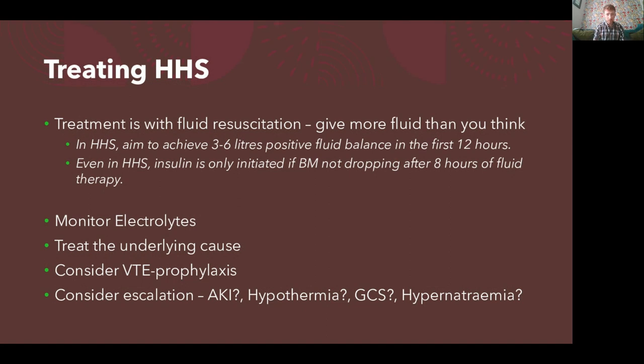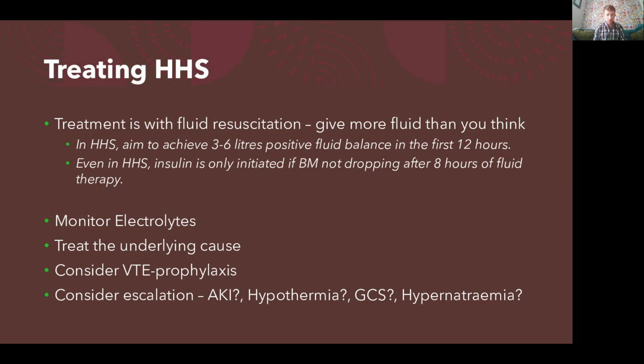Now, HHS is often dismissed by a lot of people. I don't know whether it's because type 2 diabetes tends to be considered rather de rigueur these days. I would caution you, and I hope that you do take it seriously already. I would say that HHS needs to be monitored very, very closely. These patients can become very, very sick.